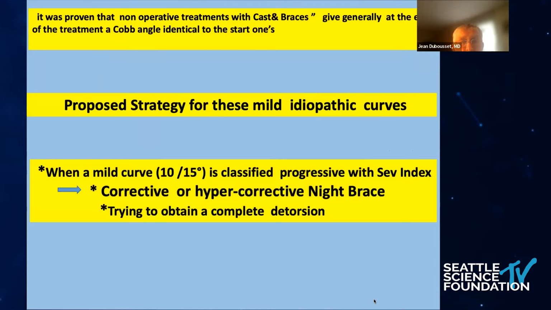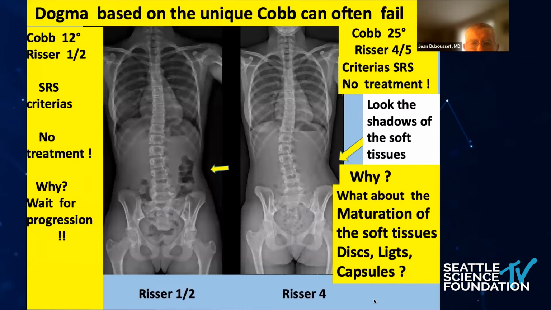Why is it important? Because when you have defined this, you can say, with a mild curve, we will treat at 10 degrees, we will not wait for the X-ray progression. We will treat, for example, with a night brace, but a night brace that tries to obtain the detorsion, because the curve angle means nothing. It means only collapsing of the spine. It is the detorsion that is the only important thing. The dogma based on the unique curve angle failed.